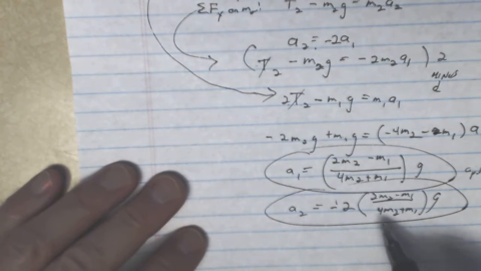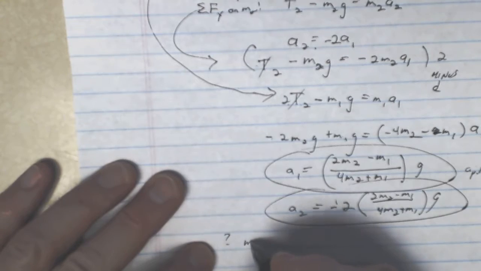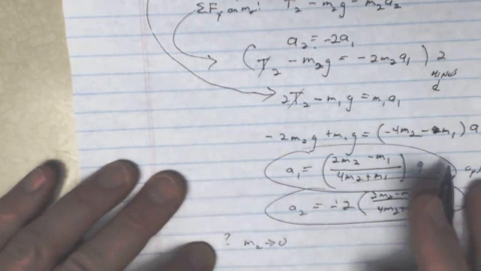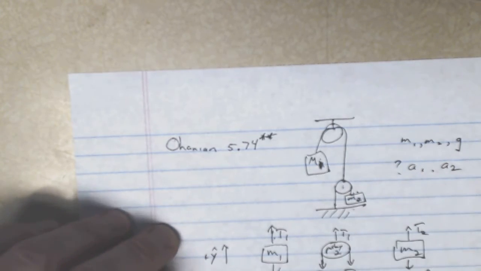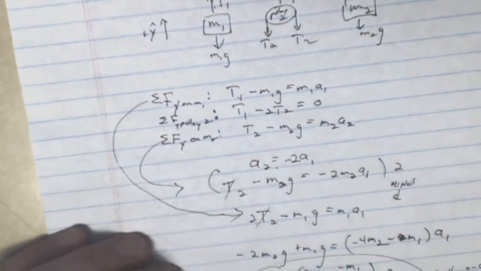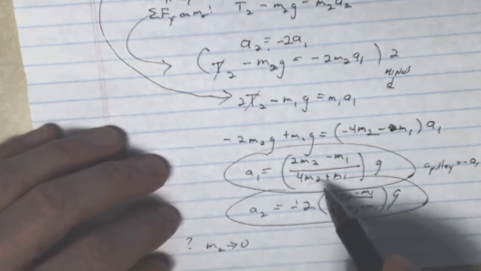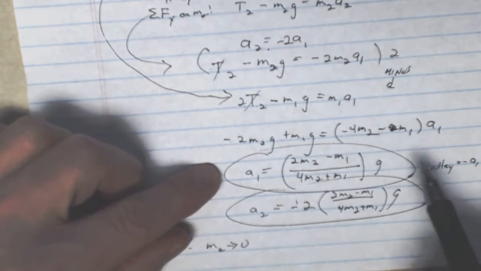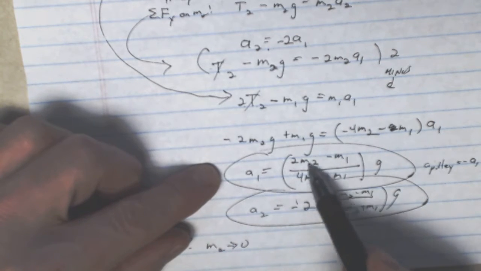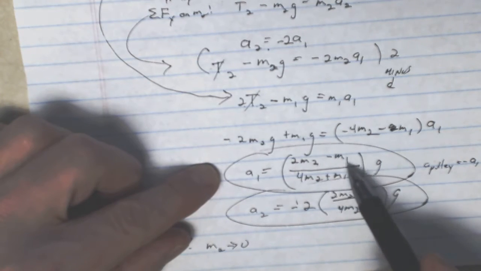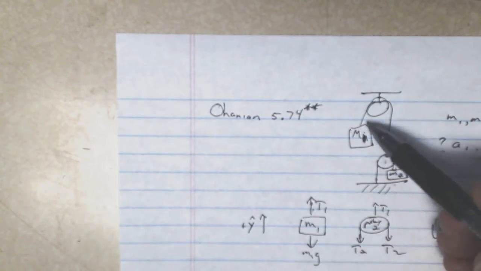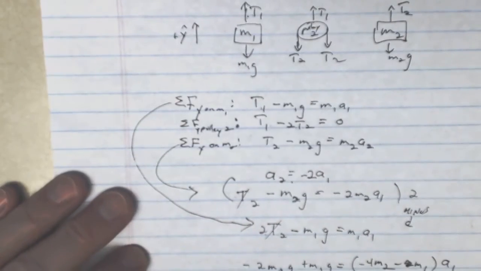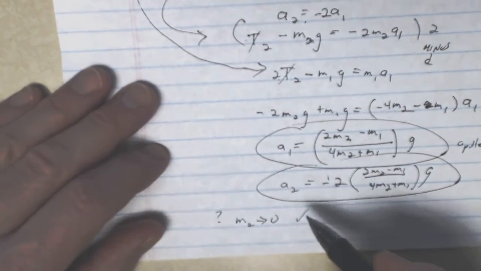Think of a situation where I think I know the answer. Well, what if M2 goes to 0? If M2 goes to 0, and this pulley is 0, that means this mass is hanging free and it should just accelerate down with the acceleration of gravity. And what we see from our equations here, for A1, if M2 goes to 0, then this is 0, this is 0. We have A1 equals negative M1 over plus M1, or negative 1 times G. Remember, we called positive up. So in fact, we want this acceleration to be negative G. And so good. I have some more confidence in my answer.